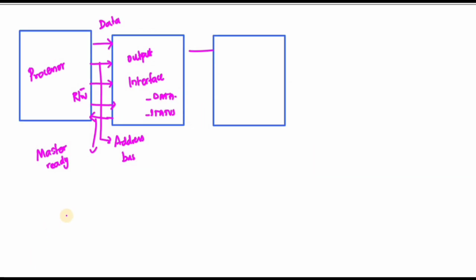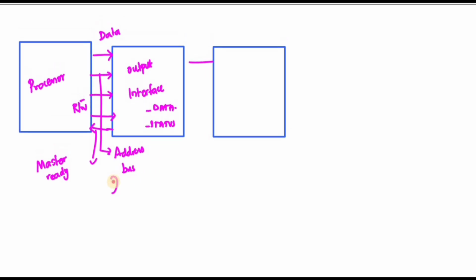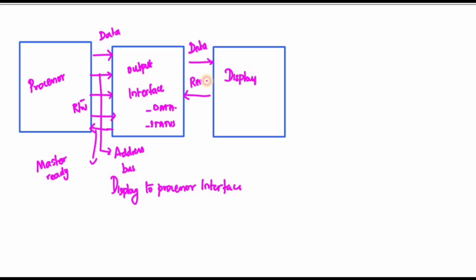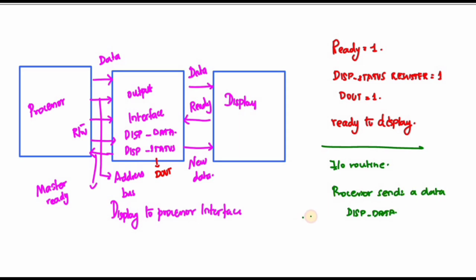Next let us discuss the output interface. In the output interface, I'm going to have display data and display status. Then in the display, I'm going to connect data ready and new data. Initially, whenever the display sends ready equal to 1, the display status register goes to 1, and the D out pin, which is a status flag, also goes to 1.